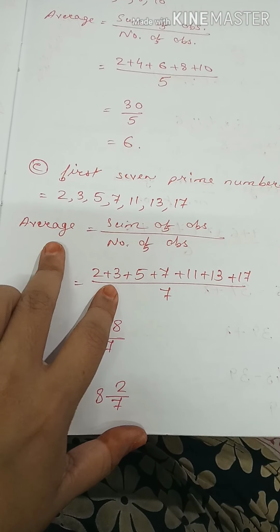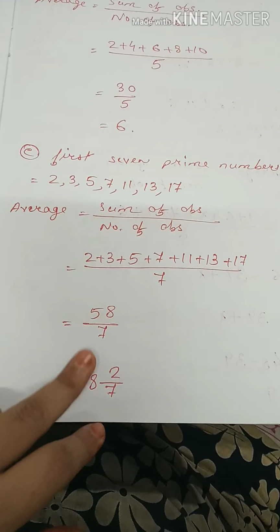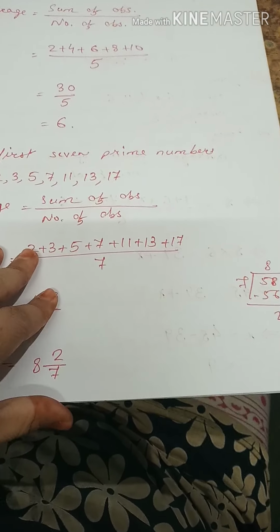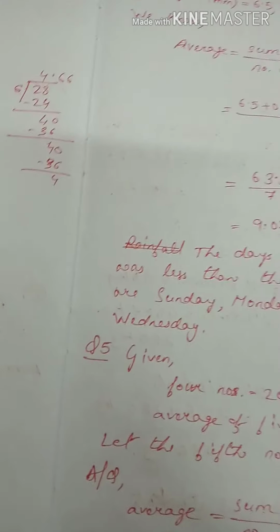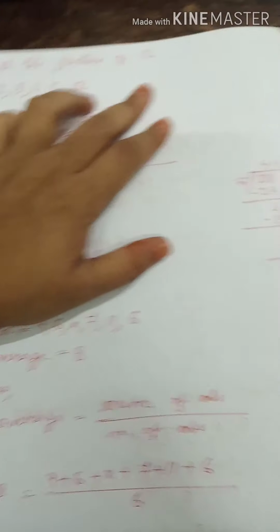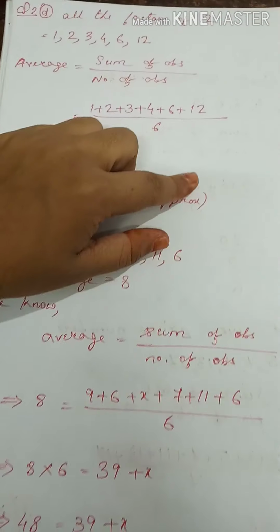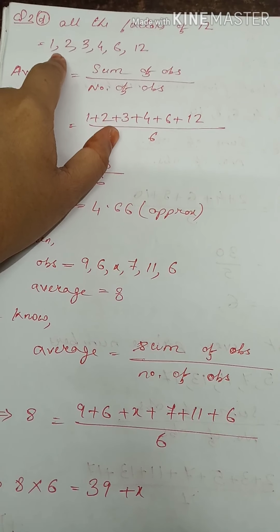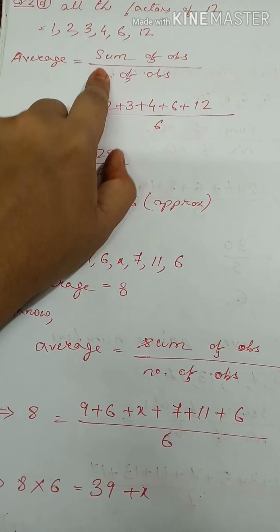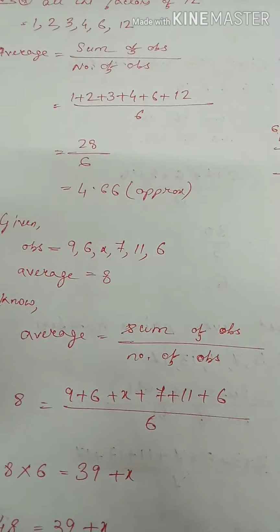So we'll apply the formula. We'll write it first, then we'll add, and divide by 7. We have got 58 by 7, which when I divide, I get 82 by 7. Finally, number 2d, all the factors of 12. If you are confused, you can do the prime factorization and find them there also. So all the factors are 1 2 3 4 6 and 12. So I'll apply the formula, I put the values, then the ultimate result is 4.66.